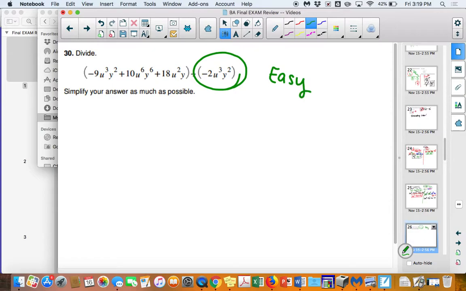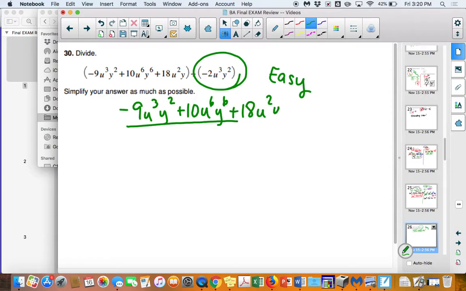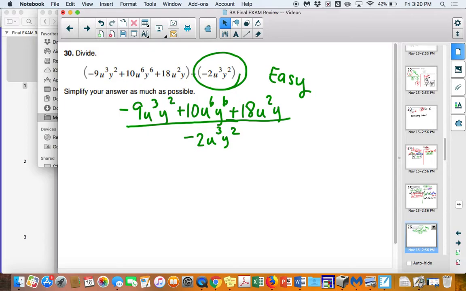So what I would suggest is that you write it, since this is a monomial, as a huge fraction. So you have negative 9u to the third y squared plus 10 u to the 6th y to the 6th plus 18 u squared y. All right. Now in the bottom you have negative 2 u to the third y squared. Because all we did was rewrite the way the division problem was set up. They had it horizontal, we turned it into vertical.